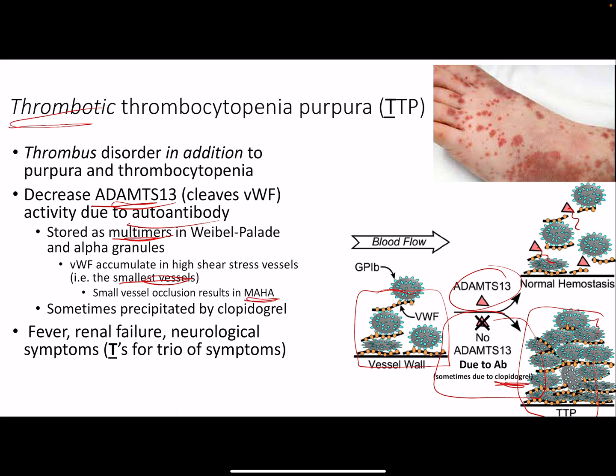A couple of, I think of T for trio. You get this interesting trio of symptoms. You get a fever, renal failure, and neurological symptoms. Those are big ones to look out for. Not a lot of neurological symptoms on this exam. So if you see that, you might think TTP.